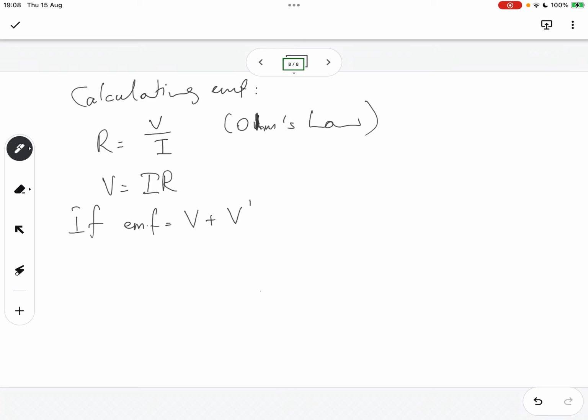So if the electromotive force is the sum of the voltage measurements throughout the circuit, and the potential difference in the battery, then EMF also equals the current in the circuit times the total resistance in the external circuit plus the total current times the resistance inside the battery, which is simply I into big R times small r. And that is the electromotive force.